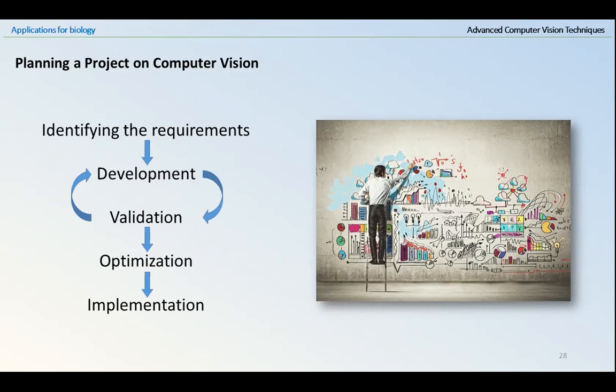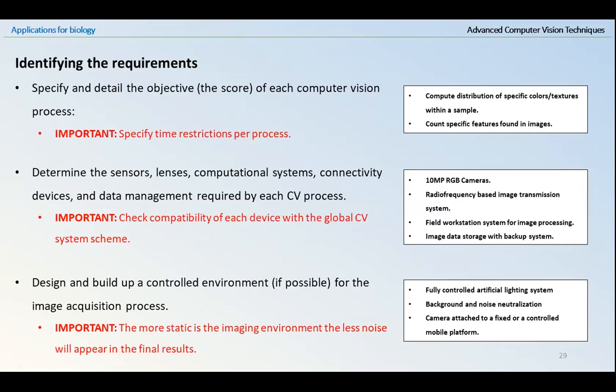First step should be the identification of the requirements of the computer vision system we want to develop. This is the most important step, because if it's not correctly done, we will waste time and resources in the following steps. Then start with development and validation. If at this point the validation shows nice results and they are acceptable for the final application, we can go to the next step, optimization and implementation. Let's have a closer look.